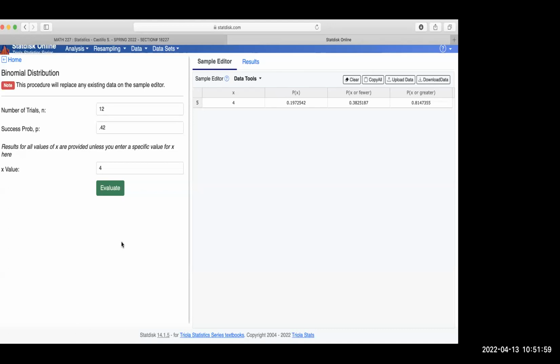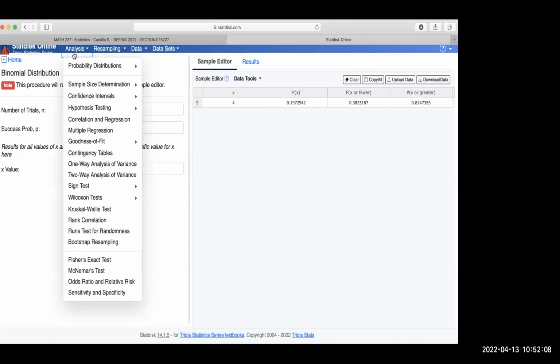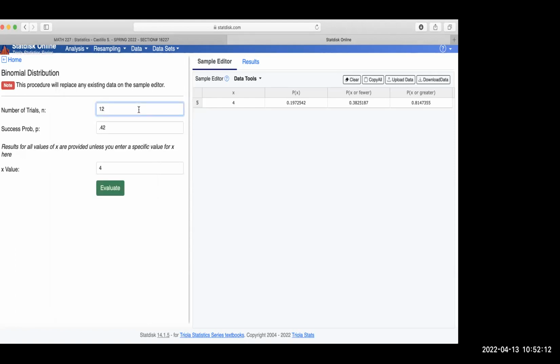And so if you type this into StatDesk, you have the following. So let's, again, you click on Analysis, Probability Distribution, the binomial distribution. And we have here that n is 16, p is 0.41, and x is equal to 2.